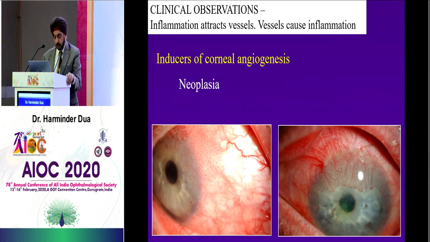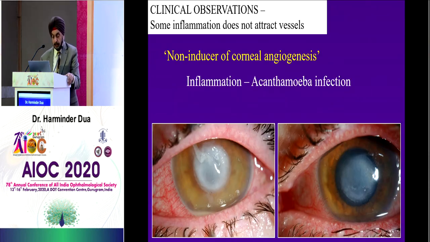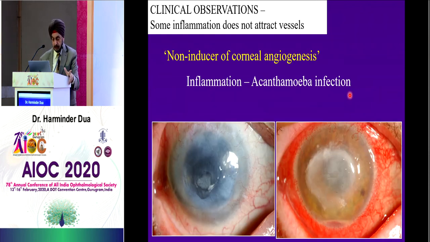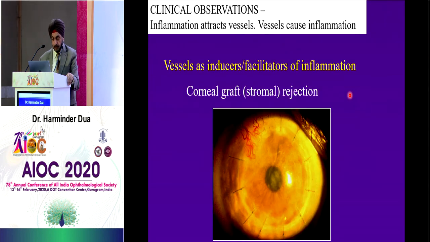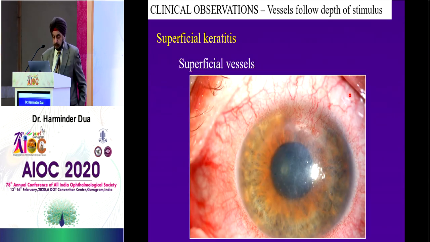Neoplasia, of course, is a very strong inducer of inflammation, and a non-inducer of inflammation, I told you earlier, is acanthamoeba. In our series, acanthamoeba infection on its own hardly ever caused any vascularization, but in mixed infections, it did. Here's another example of that. And rejection, so vascularization will induce rejection. So stromal rejection of a graft always occurs in the context of vascularization.